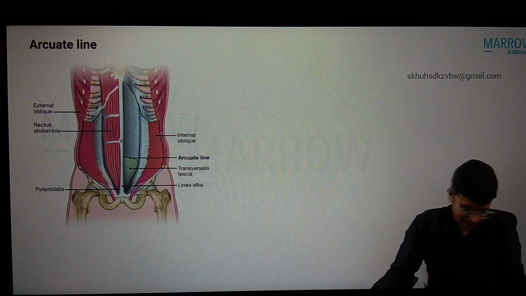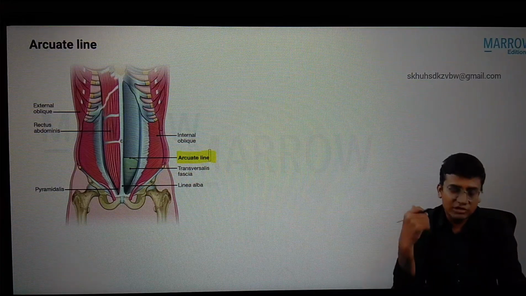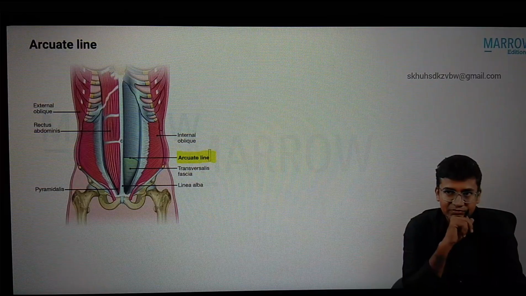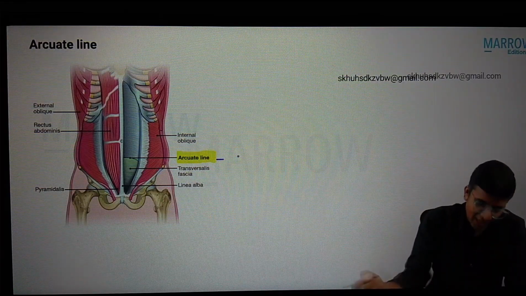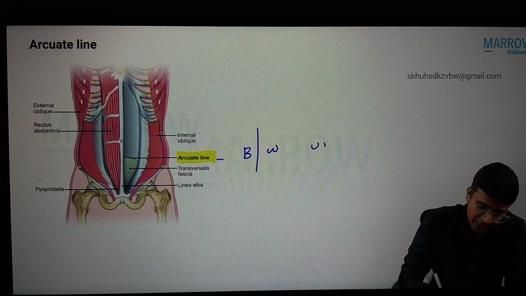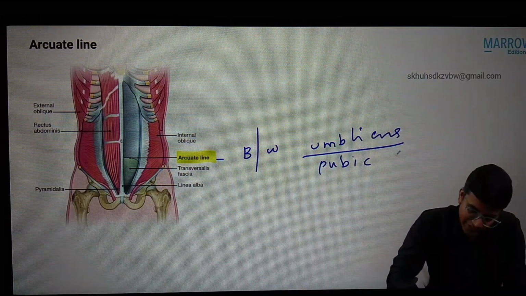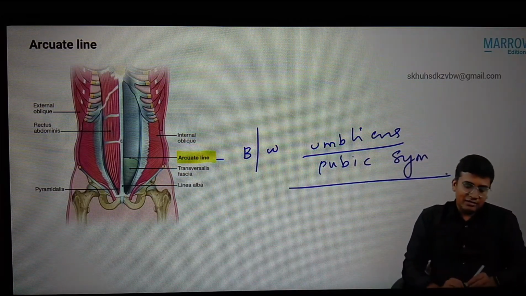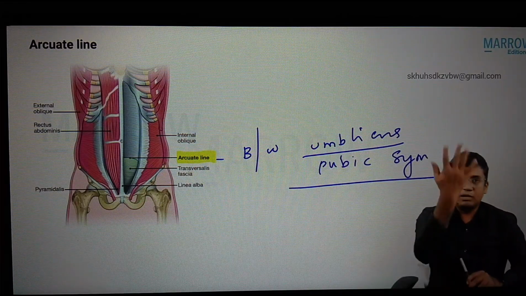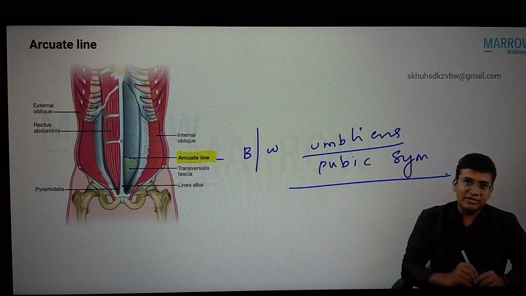For the rectus sheath formation, we have to know about this line, the arcuate line. The contribution to the rectus sheath above the arcuate line and below the arcuate line are different. So, the demarcation point is the arcuate line. The arcuate line is the midpoint between the umbilicus and the pubic symphysis. Above the arcuate line, the rectus sheath contribution is different, and below the arcuate line, again, it will be different.